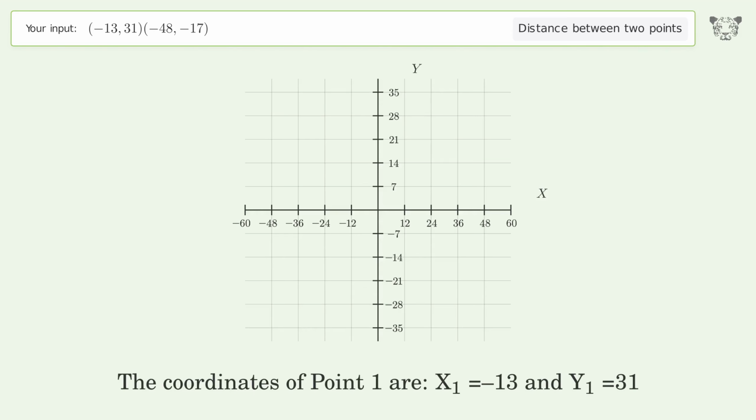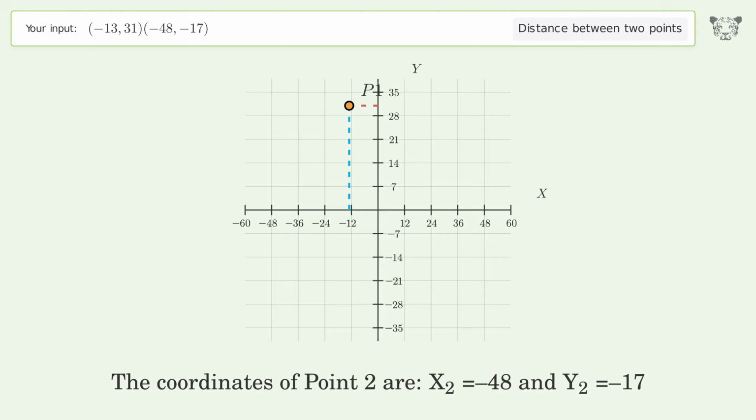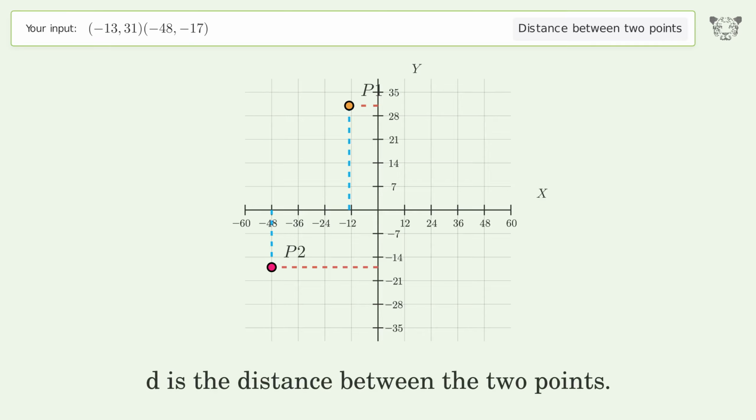The coordinates of point 1 are x1 equals -13 and y1 equals 31. The coordinates of point 2 are x2 equals -48 and y2 equals -17. D is the distance between the 2 points.